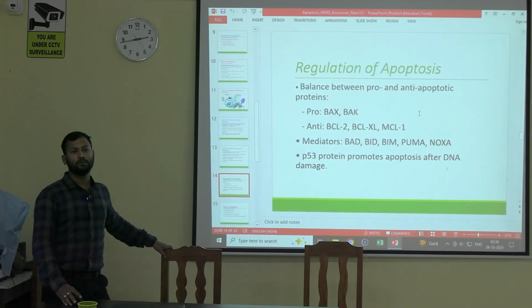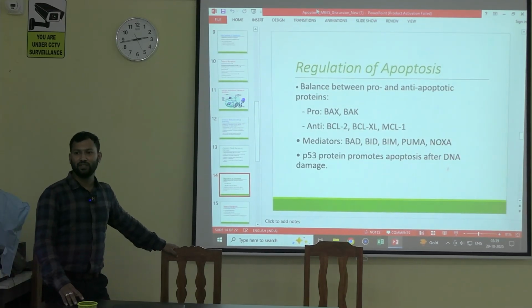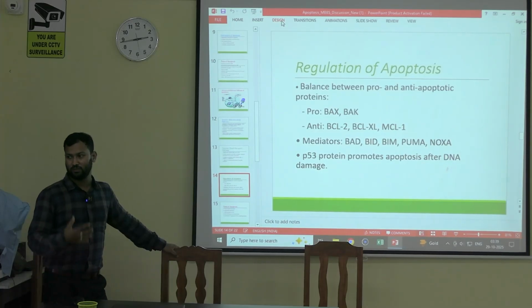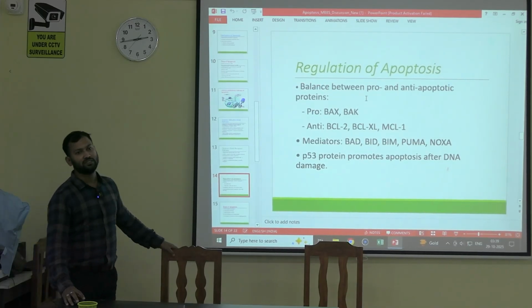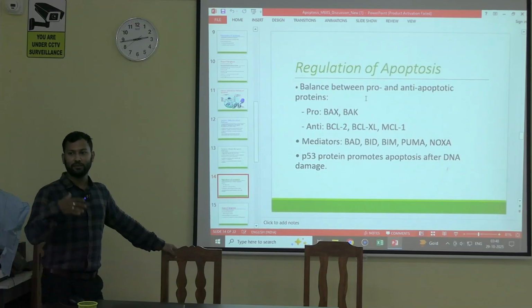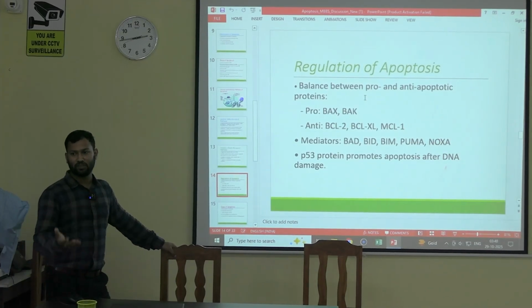Then there is regulation of apoptosis. Obviously, I told you this has to be regulated. Otherwise, the body will just shut down due to continued apoptosis. So what are the regulating mechanisms? There must be a balance between pro- and anti-apoptotic proteins. Pro means the proteins which will cause apoptosis, and anti means obviously it will block apoptosis.